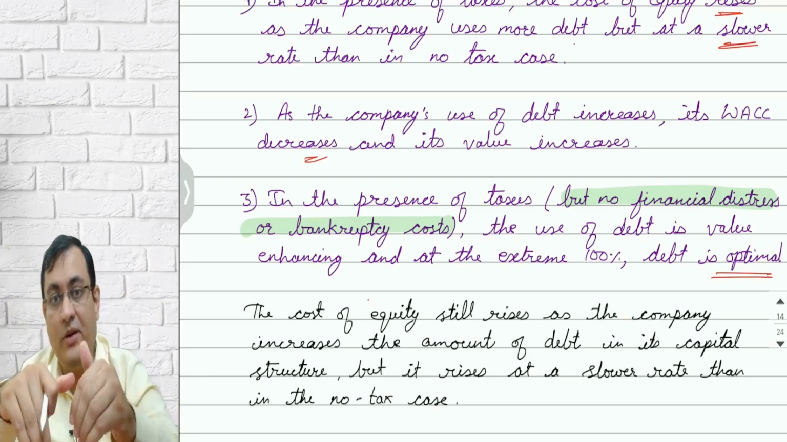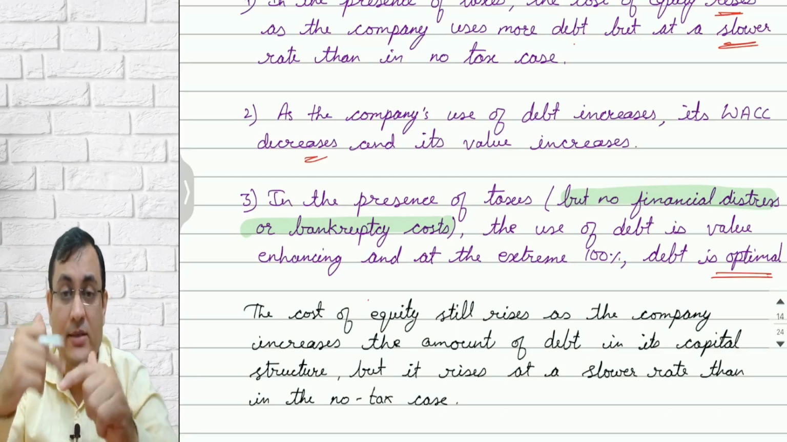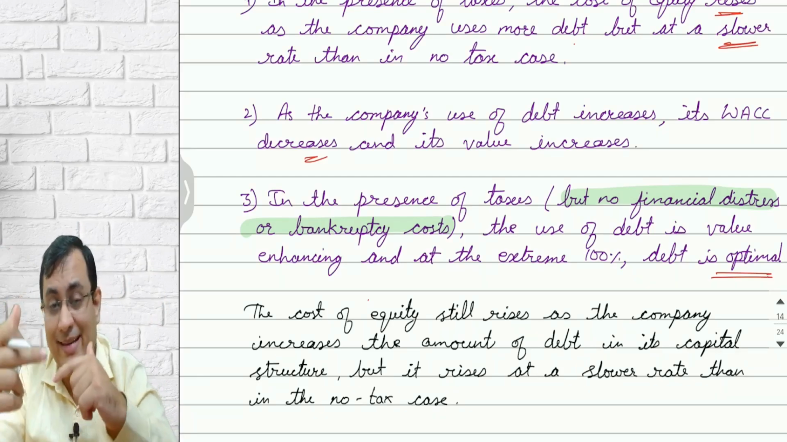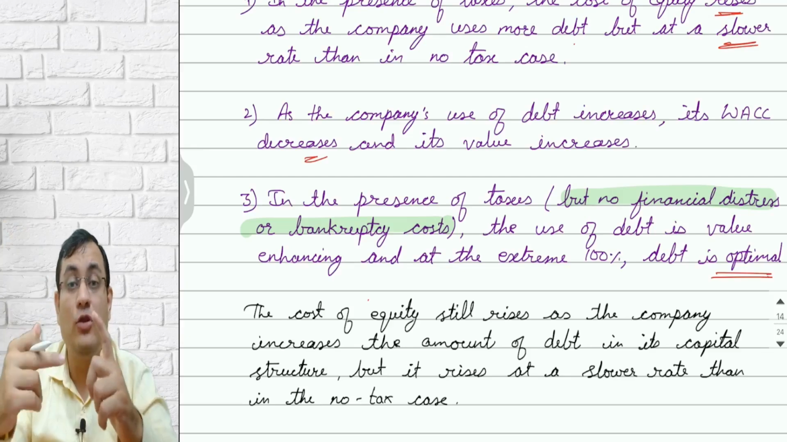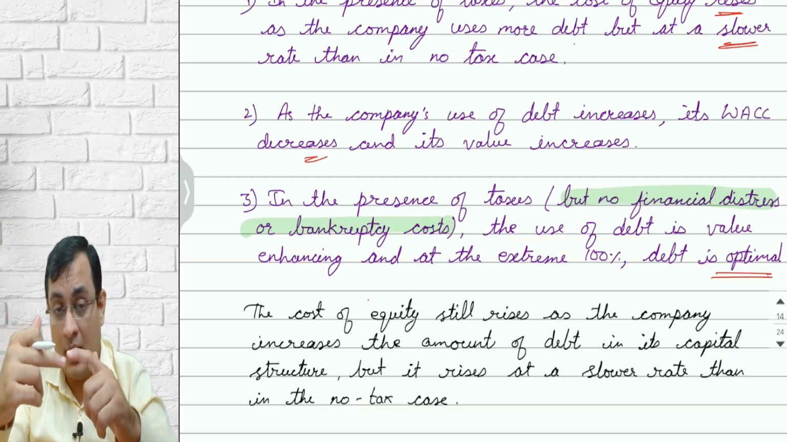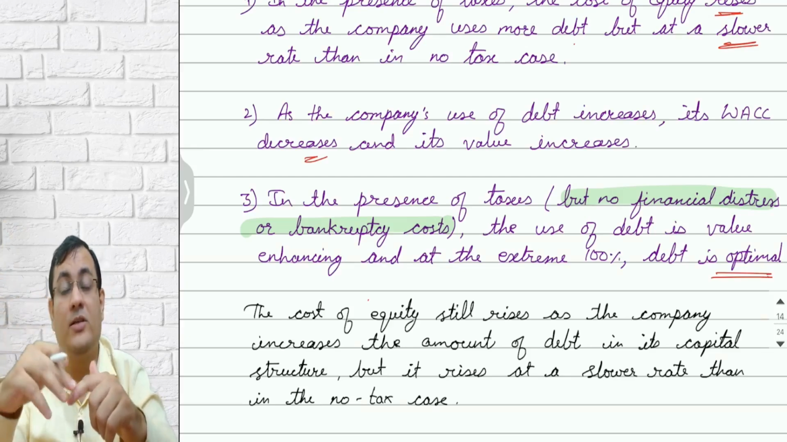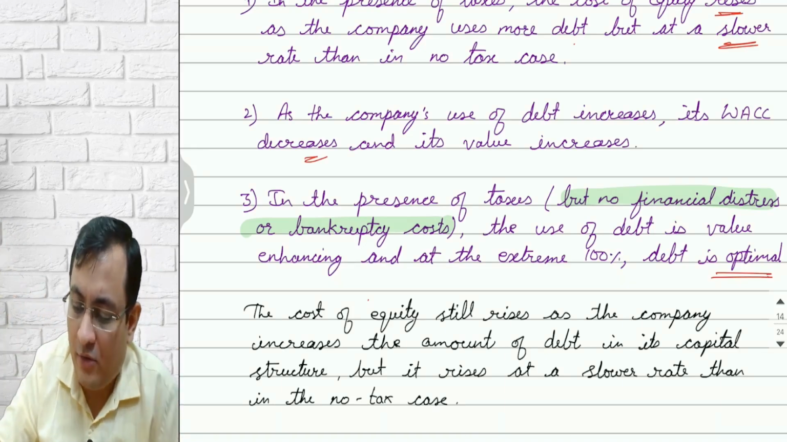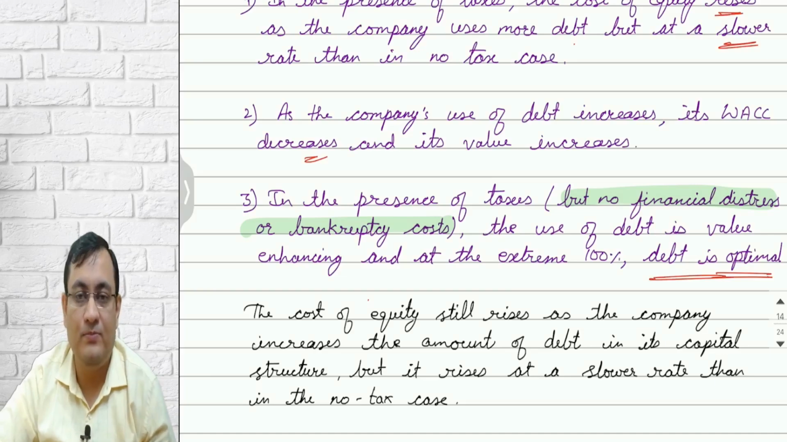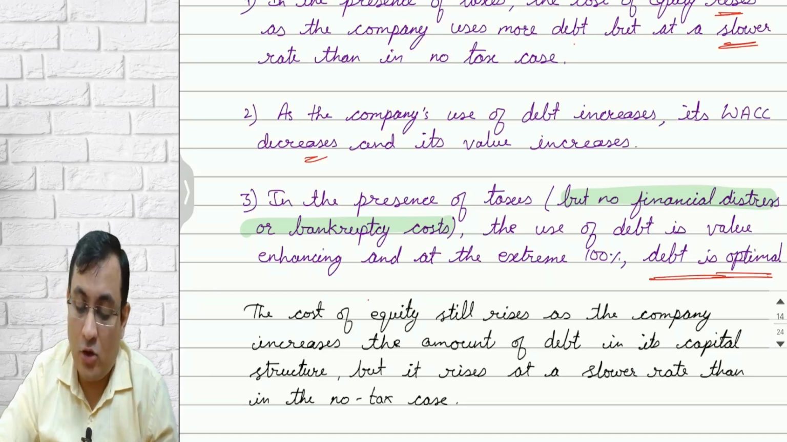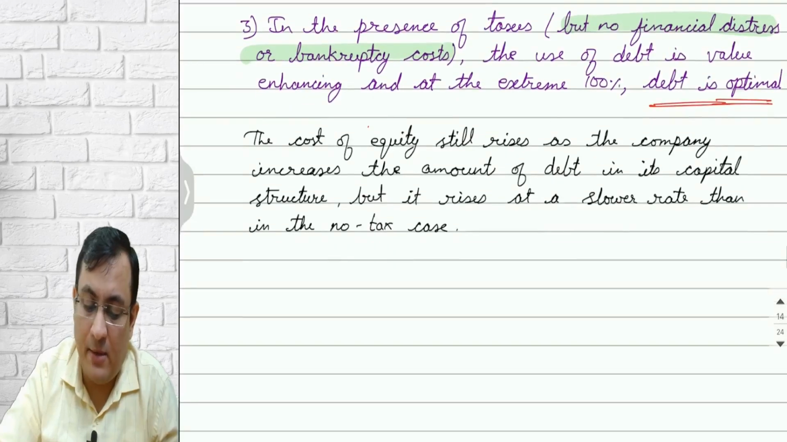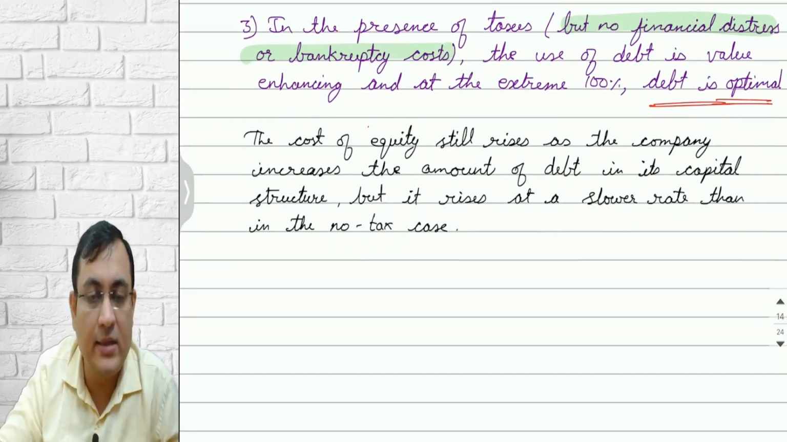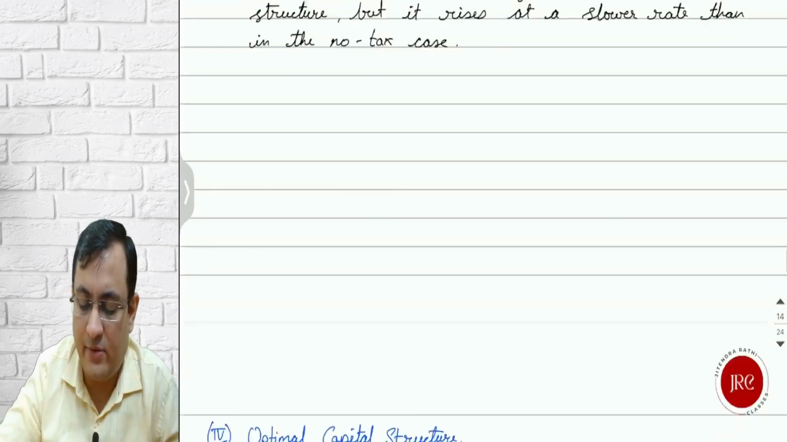But now with tax, things change. It says that with debt, your valuation will increase. So the best position of capital structure is to use theoretically 100% debt. That is the optimum point of the capital structure. The cost of equity will still rise as the company increases the amount of debt in its capital structure, but it rises at a slower pace compared to the non-tax case that we have already done.